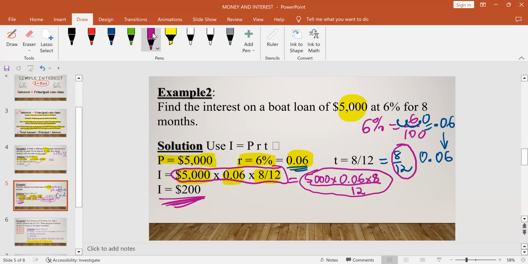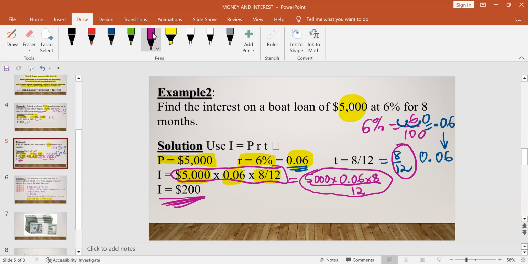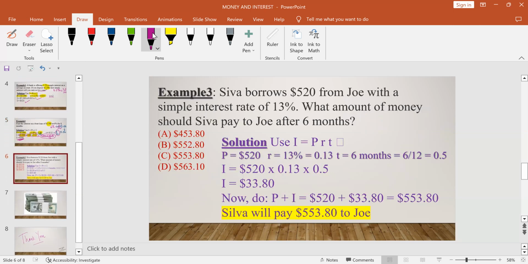That's the interest, the extra fee that person will pay on the loan. But in case they ask you what's the total amount the person will pay back, the total amount will not be the 200. The total amount will be the 5,000 borrowed plus the 200. Okay, so that will be 5,200. But the next example is based on that total amount.